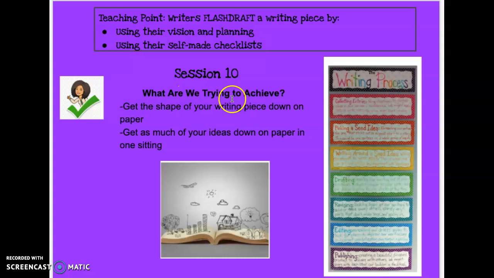So what are we trying to achieve? We want to get the shape of our writing piece down on paper. We've been doing all this planning, but never actually executed any of the writing, right? And we want to get as much of our ideas down on paper in one sitting. And I know that's hard.